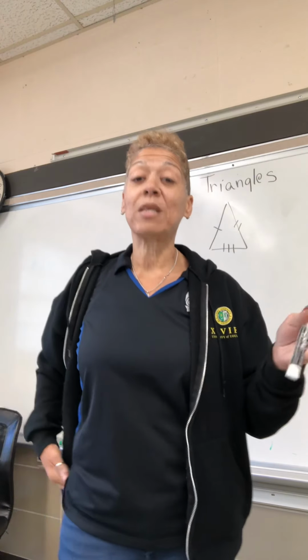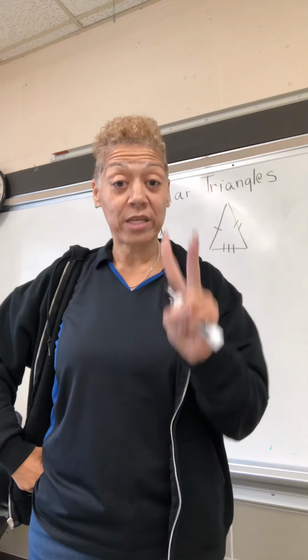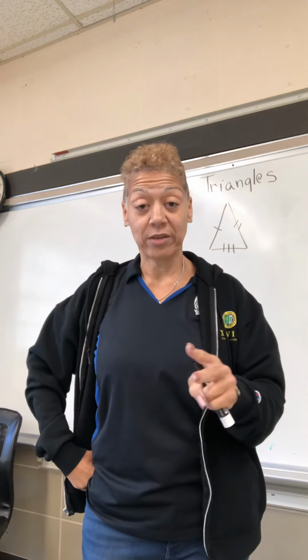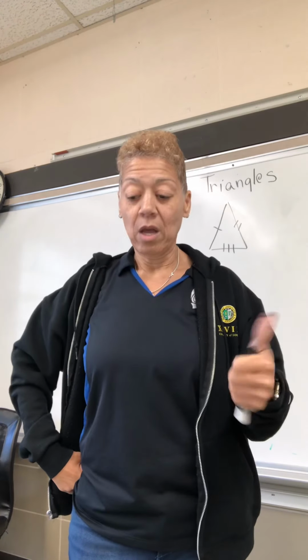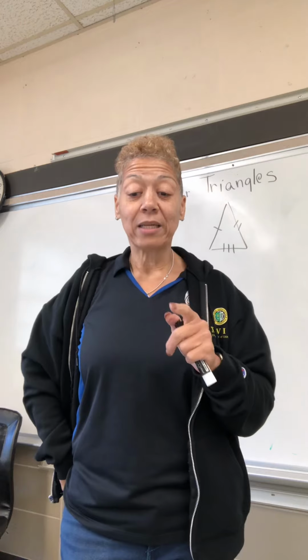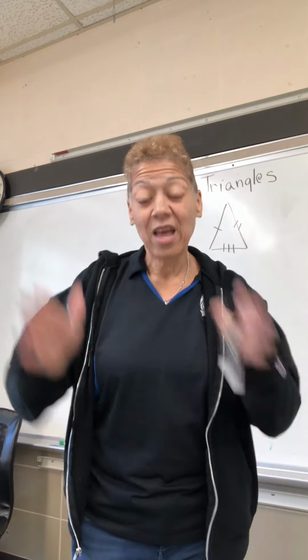But we want to do similar triangles, and for similar triangles, you have to satisfy two criteria. And we need to know some definitions in order to satisfy those two criteria. We know what similar means, but we need to know what corresponding means. Corresponding means they are in the same relative position as the other one.